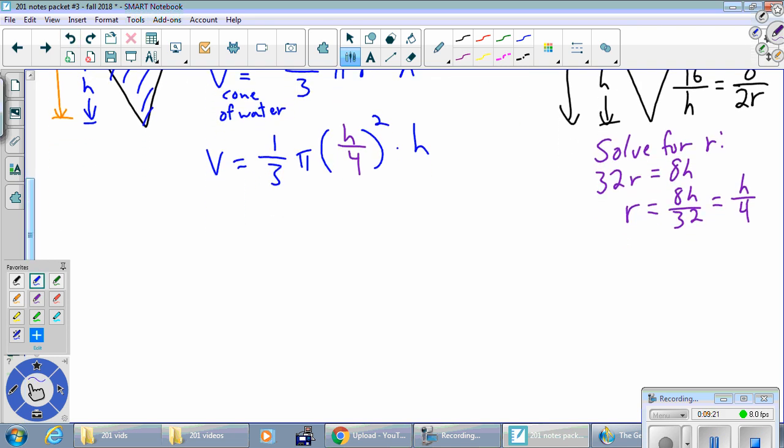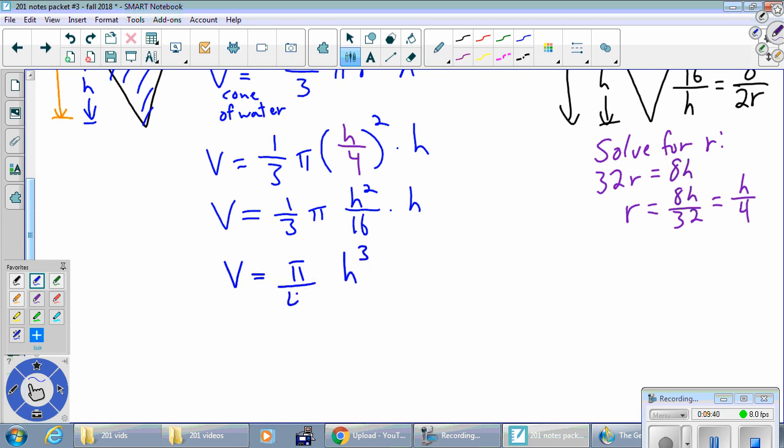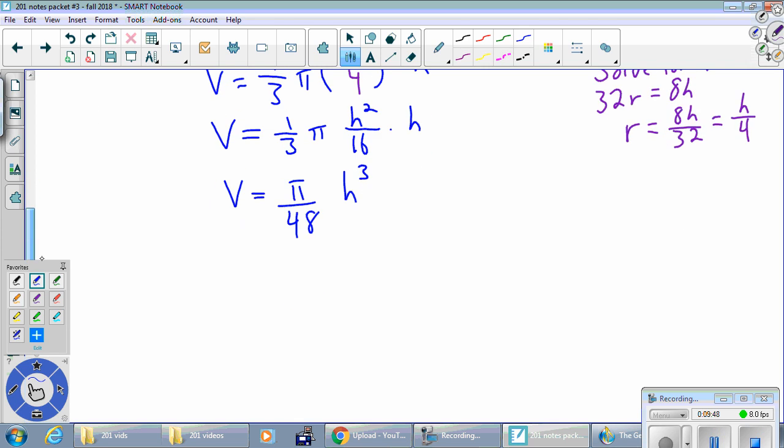Okay, let's clean this up before we do our derivatives. So 1/3 pi, let's square top and bottom of that fraction, H squared over 16 times H. And then one last simplification. So I see a pi upstairs, I see an H cubed, and then downstairs, I see a 3 times 16, that's 48. I'm going to write it as pi over 48 times H cubed. And now we're ready to take a derivative of both sides of that equation.